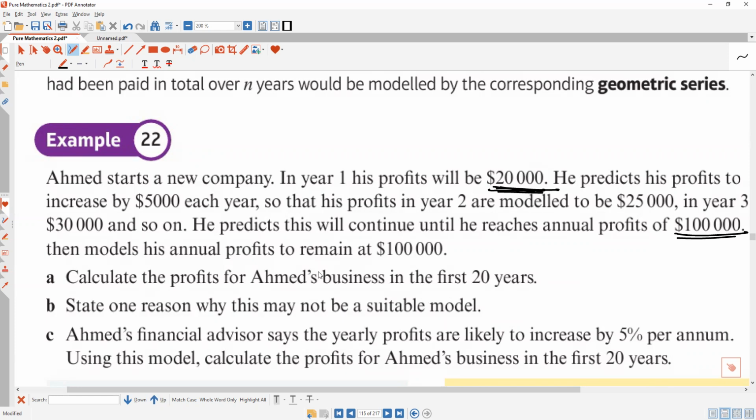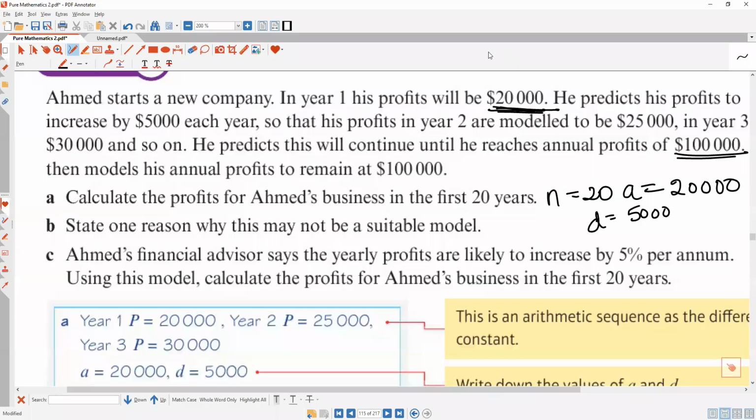Okay, so the profit in the first year is 20,000, the second year 25,000. So continuing like this for 20 years, what will you write in place of n? n is equal to 20. a is how much? 20,000. Okay, d, the common difference, is how much? 5,000. Okay, do this. Check what his profit is when he reaches the 20th year. I'm pausing the video. By the way, he's a very bad businessman.